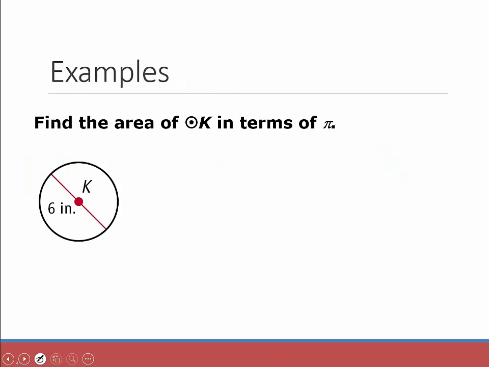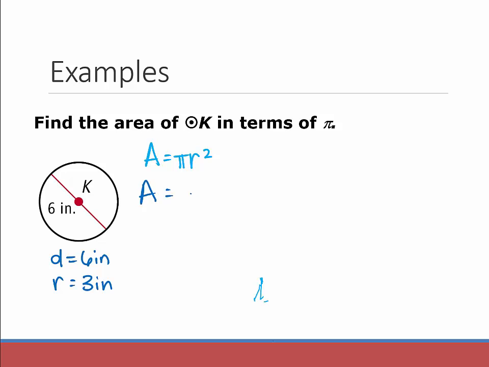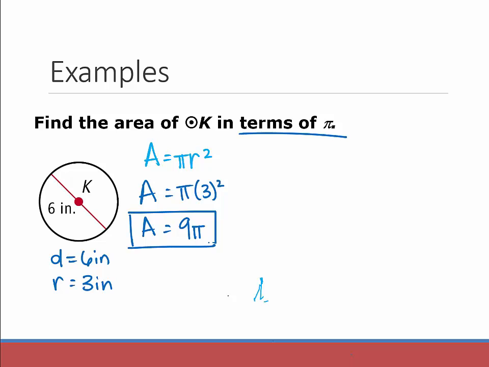So find the area of circle K in terms of pi. So we want area. We know we have to do pi times radius squared. They give us the diameter. So if the diameter equals 6 inches, you know the radius has to be half of that, or 3. So then all we got to do is plug that in. Pi times 3 squared, and we end up with 9 pi. And because it's said in terms of pi, we don't even need a calculator. We're done. The area is 9 pi, should put units on there, inches squared.